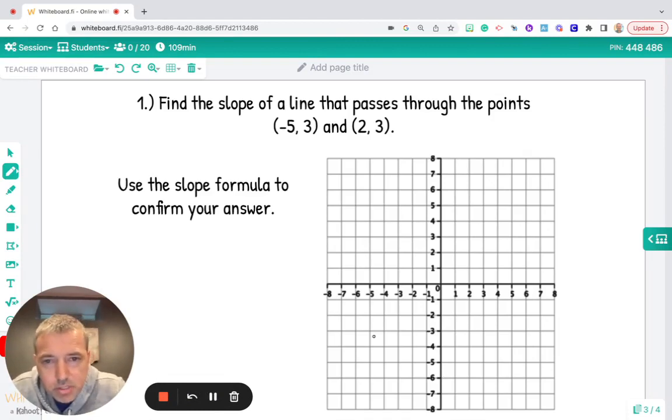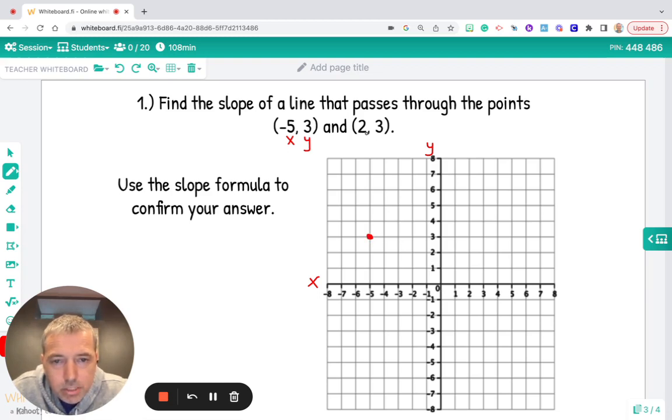So let's graph it first and see what happens here. So -5, 3. Remember, this is my x-axis and this is my y-axis, right? This is my x-coordinate. This is my y-coordinate, right? So -5 on the x, +3 on the y. -5, 3 is going to be right there.